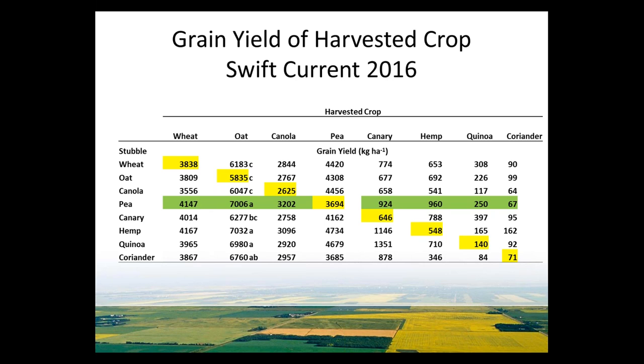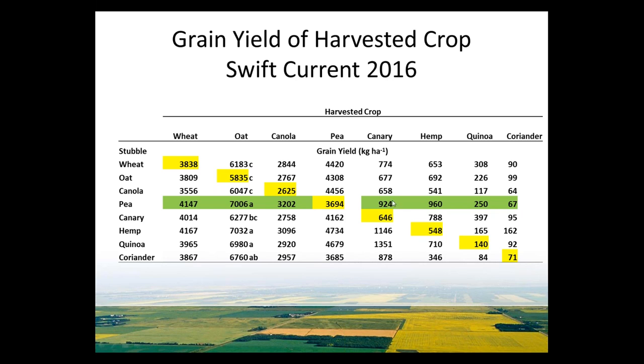If we look at oats though, again, it's similar to hemp, so we can't really say that was an N response there. The canola, perhaps we can say that's an N response, or suspect that's an N response because it's 200 higher than the hemp. So there may be some N benefit there.